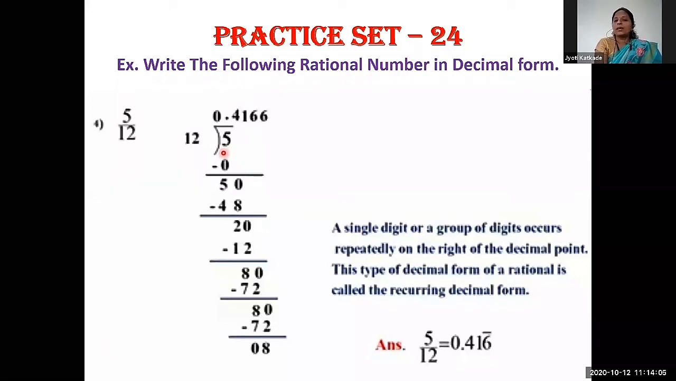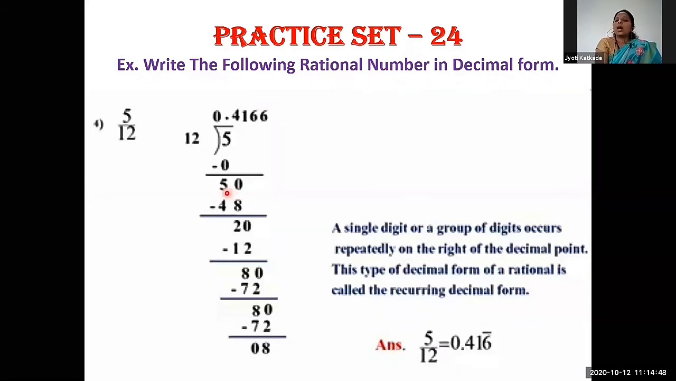Our example is 5 divided by 12. Take the division of 5 by 12. Now we can't divide 5 by 12, because 5 is smaller than 12. So take 0, and when we subtract 0 from 5, we get 5. Now take a decimal point after 0, and we can add 0 on the 5, which means we get 50.